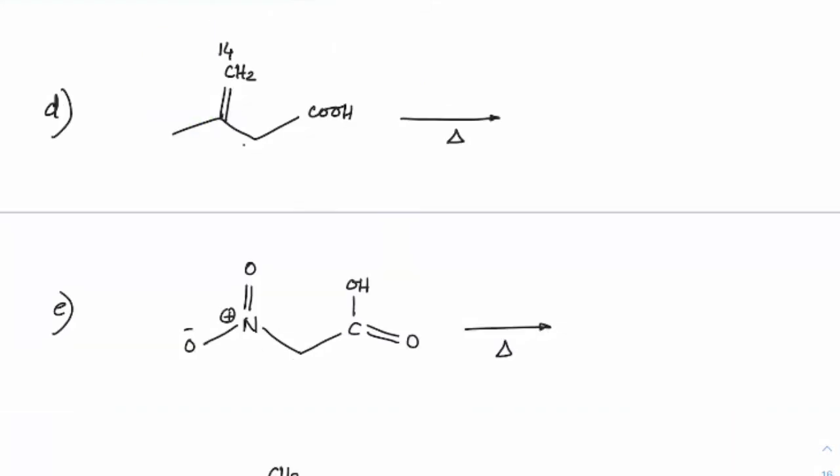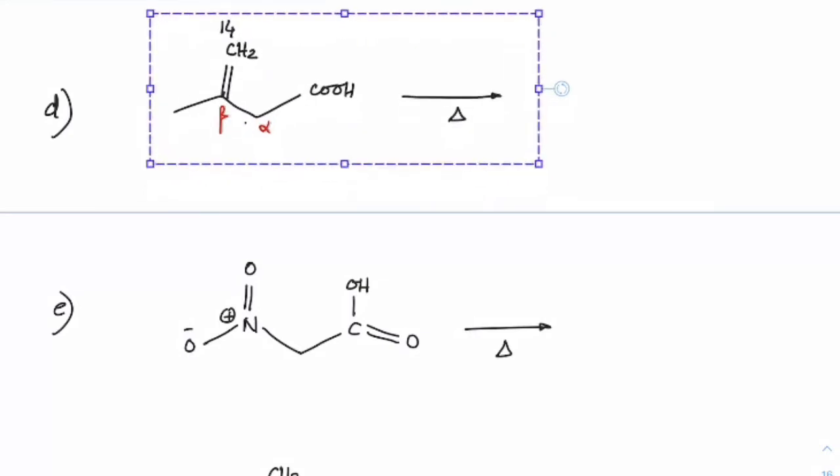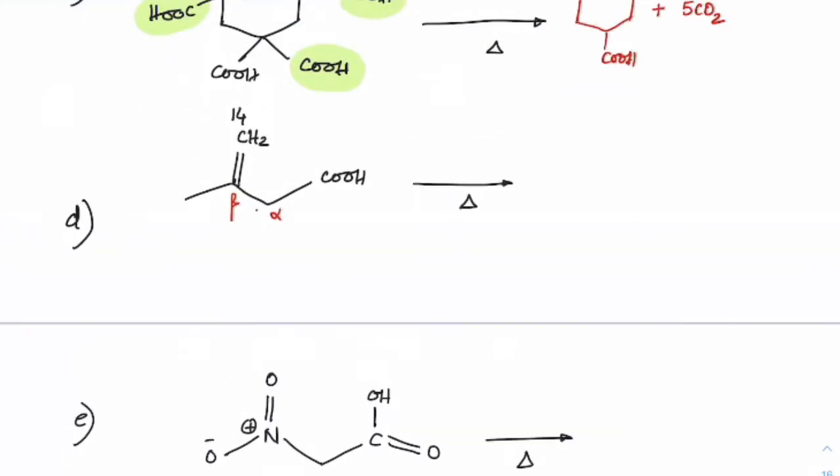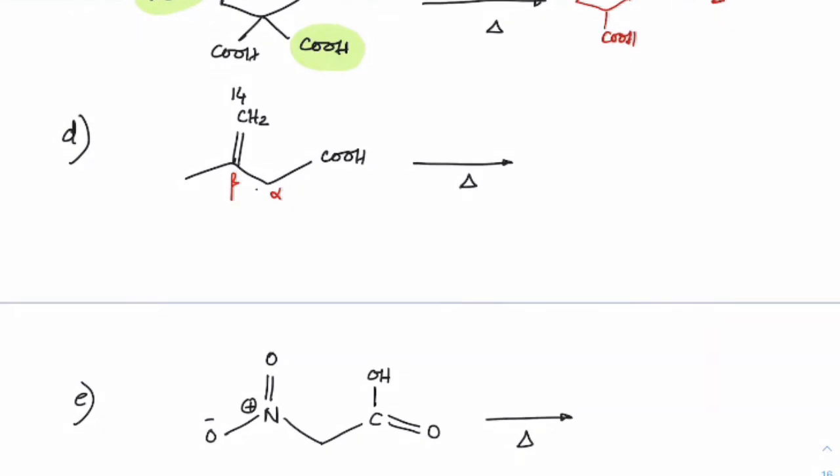Here, instead of a keto group, now it is an alkene. At the beta position, there is an alkene group. As long as it can cyclize here in the transition state, we will see that carbon dioxide can be removed. So if you see how it can happen here, I'll just take it a little up. See how it will happen here.